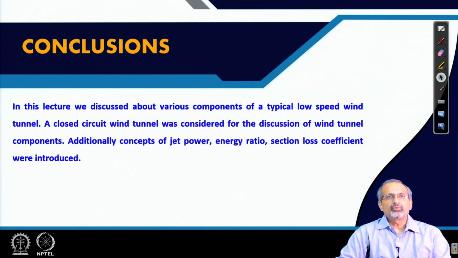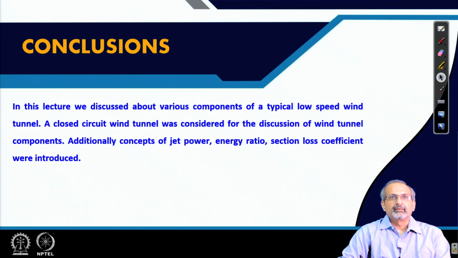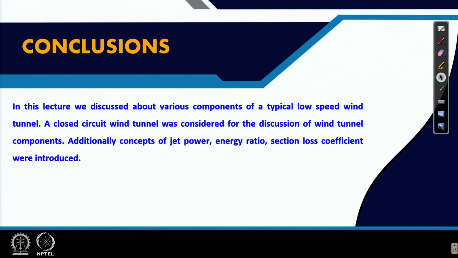So, we will conclude now. In this lecture, we discussed about various components of a typical low speed wind tunnel. We took a closed circuit tunnel, and additionally we introduced the concepts of jet power, energy ratio and section loss coefficients. Thank you.